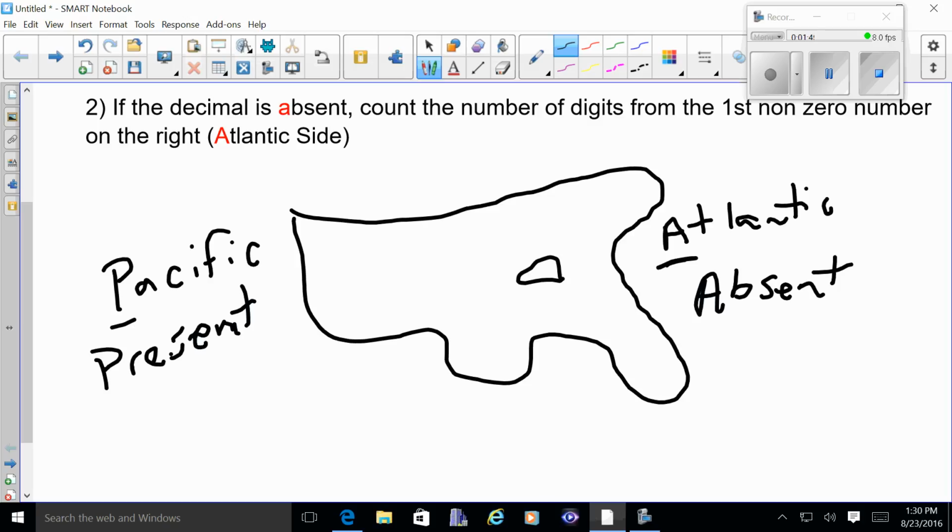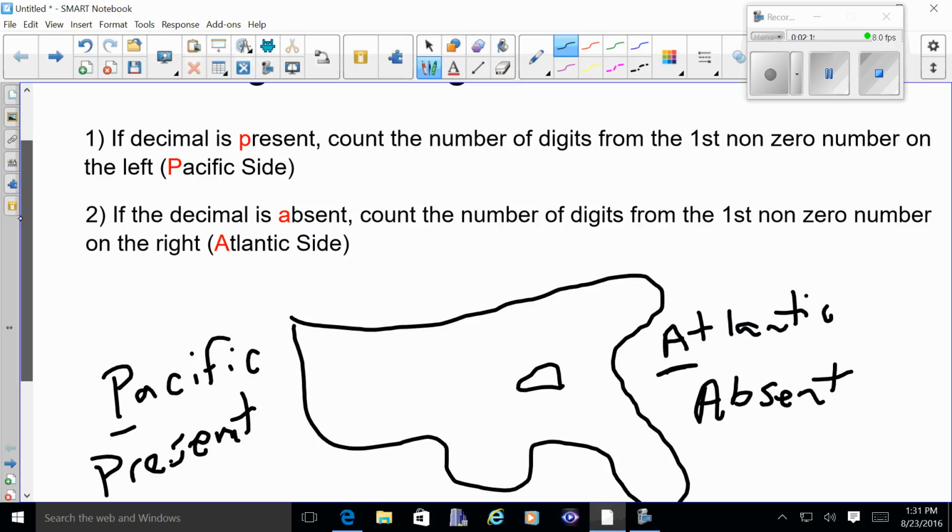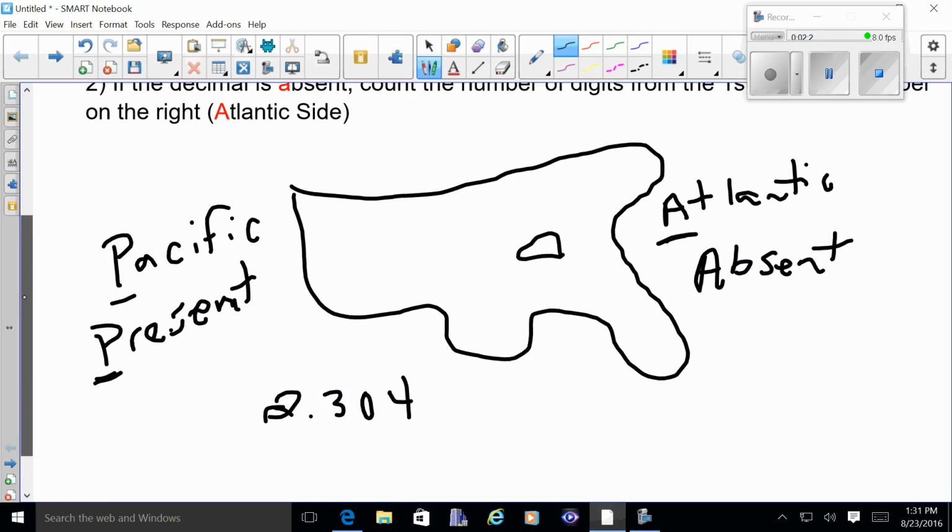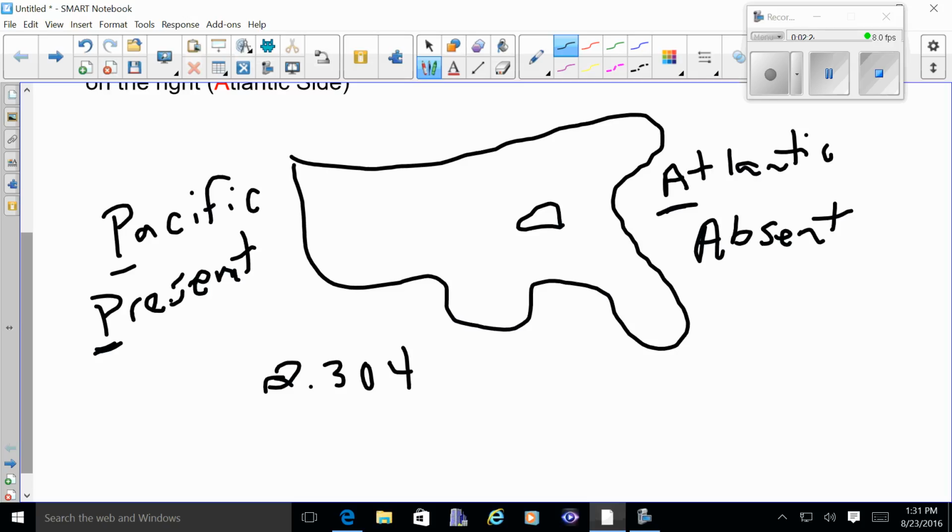I'm just going to write down a number here. We're going to write down the number 2.304. Okay? Now, there's a whole bunch of different rules that you can do for that. But if you notice, 2.304 has a decimal in it. So it is present. There is a decimal present. If the decimal is present, then the first rule up here says this: count the number of digits from the first non-zero number on the left. Well, the first non-zero number on the left is the 2. So we're going to start counting. 1, 2, 3, 4. So therefore, it has 4 significant figures.